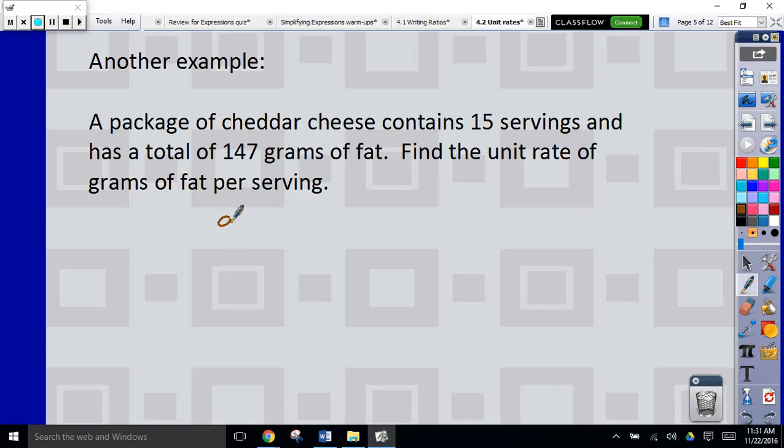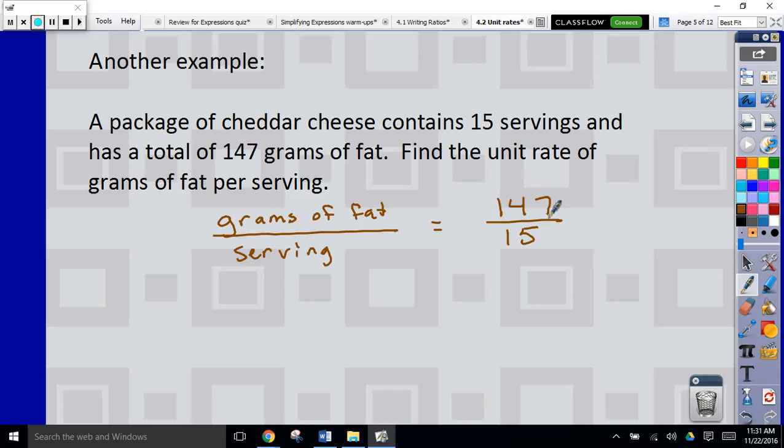Good. So we want grams of fat per serving. So the serving needs to go on the bottom, the 15, and on top we need grams of fat. So we're going to put 147. And then if we do that division, that's going to tell us how many grams of fat are in 1 serving. So 147 divided by 15 works out to be 9.8 grams of fat per serving.